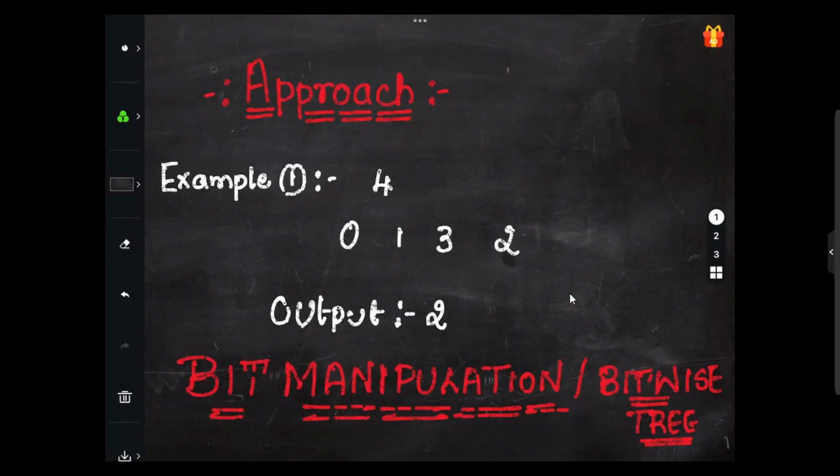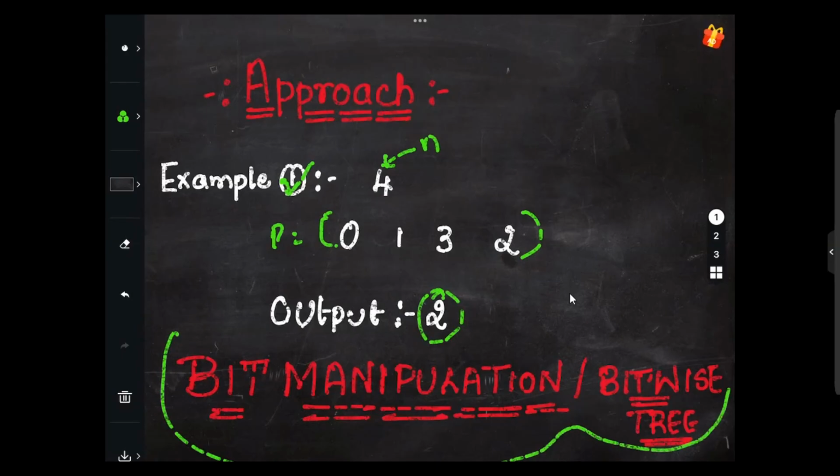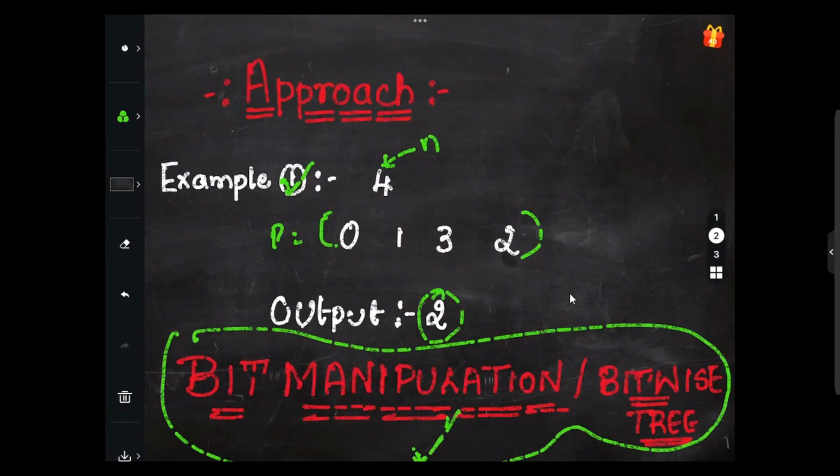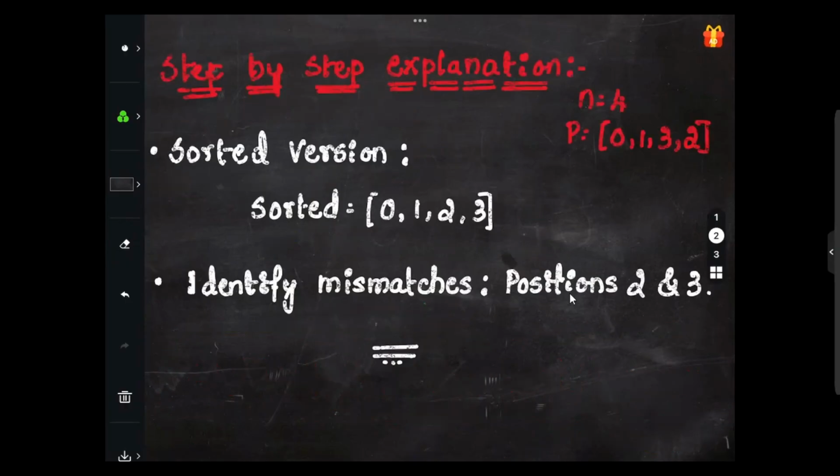Here I have considered the first example, the same example that they have given in the question, the first input. Here n equals 4, and p equals 0, 1, 3, 2, and the output that we need to get is 2. We will be making use of bit manipulation, the bitwise approach, to solve this particular problem. Let's go with the step-by-step explanation.